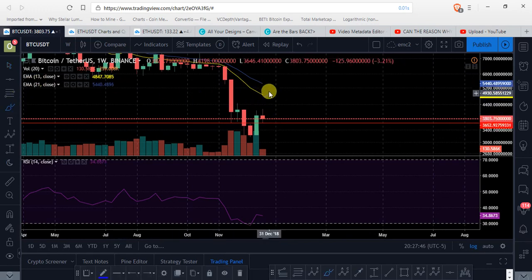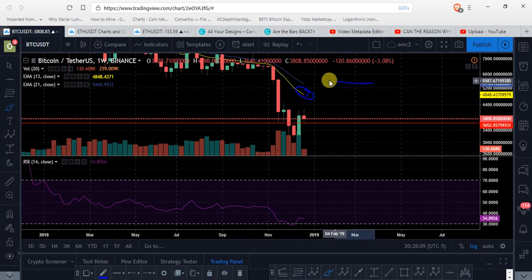This 13 EMA is very important, right? We have to at least test it next week. It's right around 48, 48.50, right? So we have to test it early next week, by Monday. So this week our ultimate target is 44 to 45, and then we're going to be trading around in that area until Monday, hopefully, right? So that's my long-term perspective for BTC.